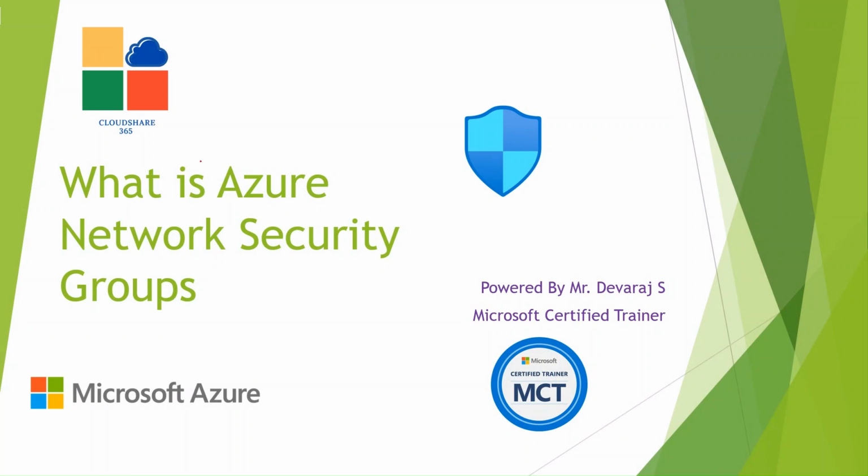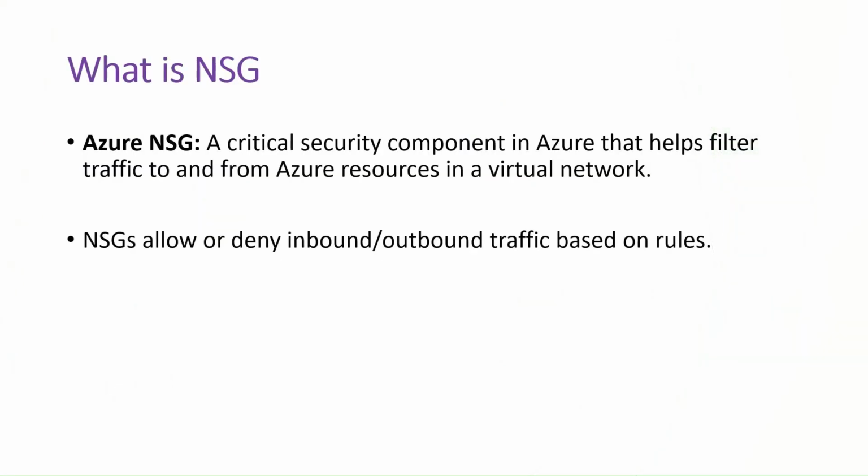In today's concept, we are going to see what Azure Network Security Groups (NSG) are. The NSG is a component which helps to monitor the traffic between the virtual network. Consider you have a VNet called VNet A, and it has multiple subnets, subnet A, subnet B, and subnet C, and these subnets are connected with multiple resources.